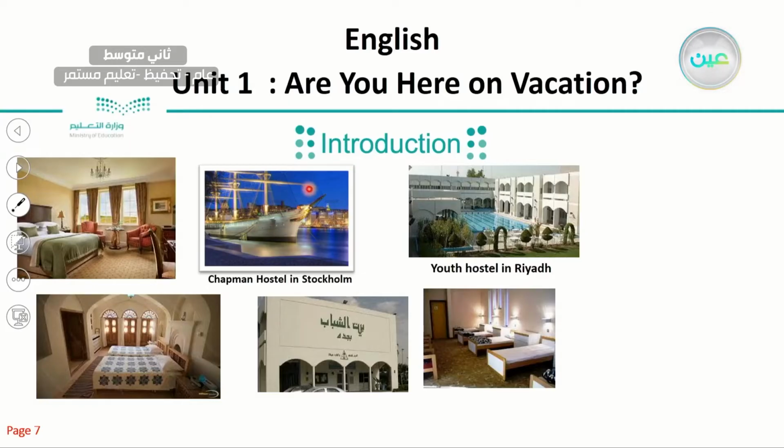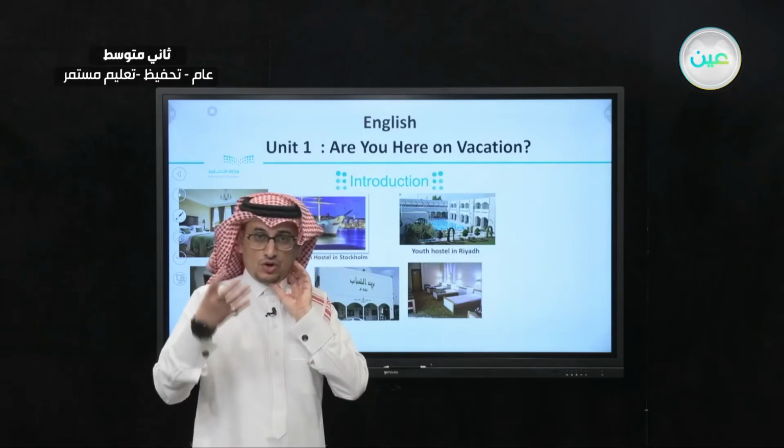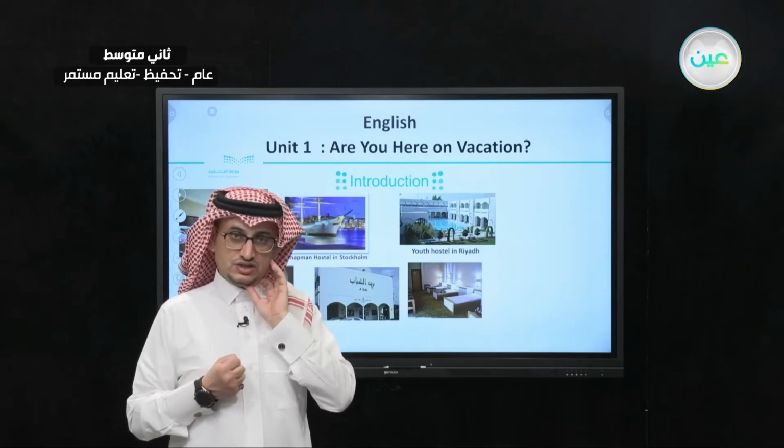We have a ship or big boat. So what is the relationship between the third picture and the first two we talked about? We will see. What about the fourth picture here? Can you read the name of this picture or the definition here? Youth hostel in Riyadh. What about the previous one, about the boat? Champion Hostel in Stockholm. So we have a relationship here. It's the word hostel. Yes. Okay, good.